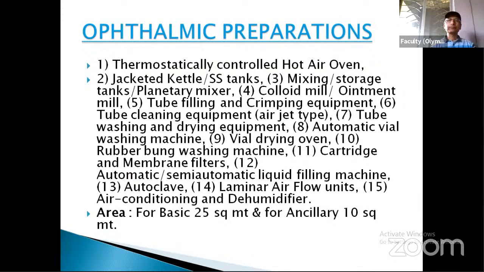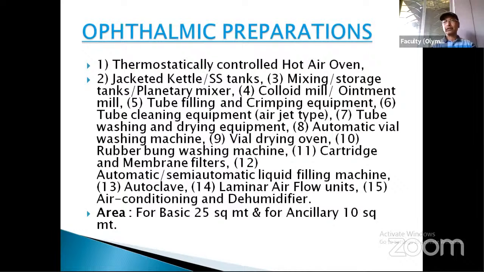And tube washing and drying equipment will be there before using the tube for filling your ointment. You have to wash it properly and dry it. The same thing is required for your other preparations, for your external preparation, for your oral liquid. There will be a bottle washing facility, an automatic vial washing machine if it is a vial, and a vial drying oven for eye drop vials. Sometimes you have to use rubber bung washing machines as well.